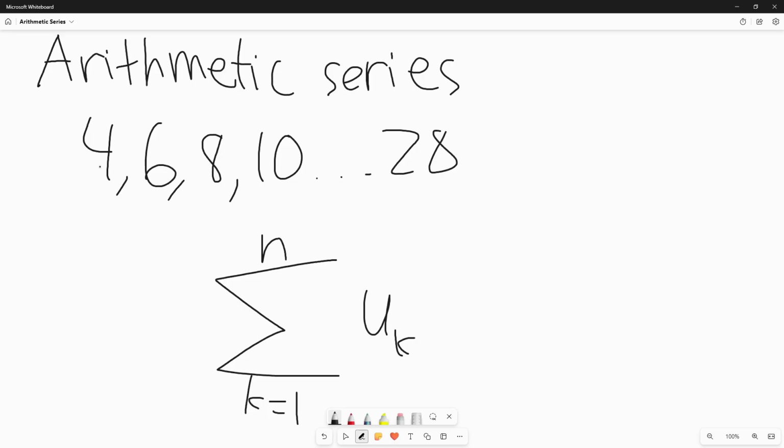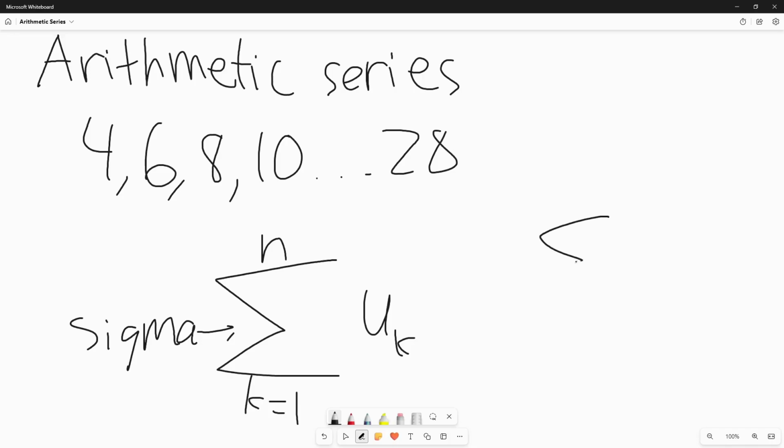To find the series, we would add up every single number. 4 plus 6 plus 8. That takes too long, so we can notate the series using this. This is known as sigma notation, because this big backwards E is known as sigma. And what this is saying is the sum of every number in the form uk, such that k equals 1, 2, 3, and all the way up to n.